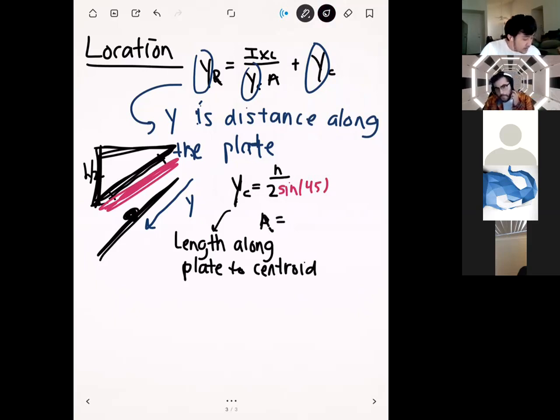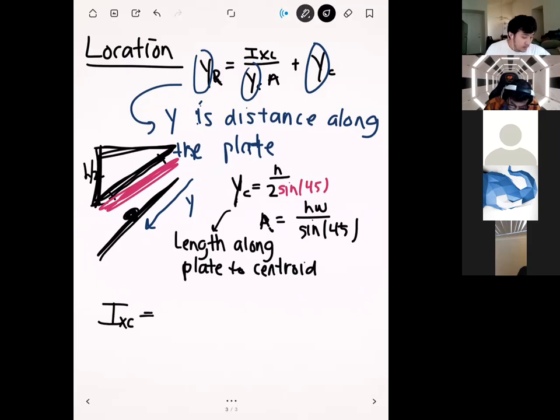Right? And so A is going to be the same as before. So A is going to be HW divided by sine of 45. And we found that out in the previous one. All right, so now let's compute the moment of inertia with respect to the centroid of the plate. This one's going to be slightly different too, because we have a different geometry here.